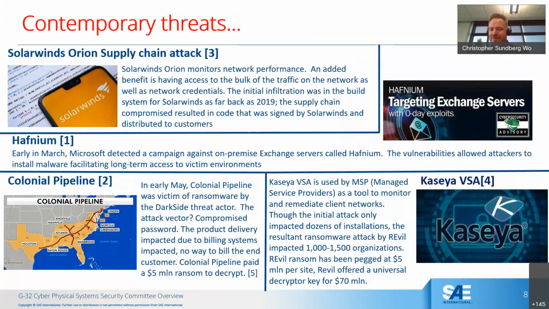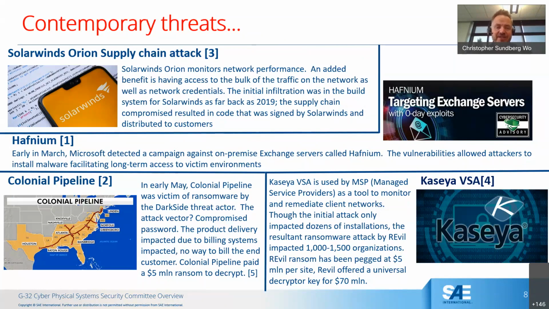What are some examples of contemporary threats that we've had? Well, we've had the SolarWinds Orion supply chain attack from earlier this year, which involved getting into a trusted provider of network monitoring, getting into their build system, putting in code that would impact or exfiltrate data, maybe do some reconnaissance, and then actually distribute it as a signed piece of software. Hafnium is another good example. Earlier in March, Microsoft detected some issues with on-premise Exchange servers. This enabled people to get into Exchange servers at a local client or a local company, put in what's called a web shell, exfiltrate data from that, and then pivot for further attacks.